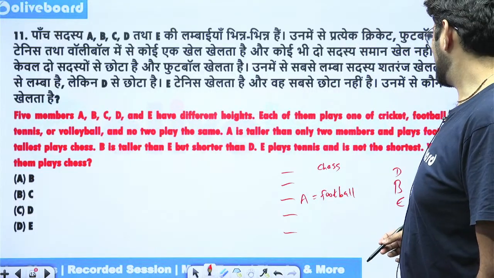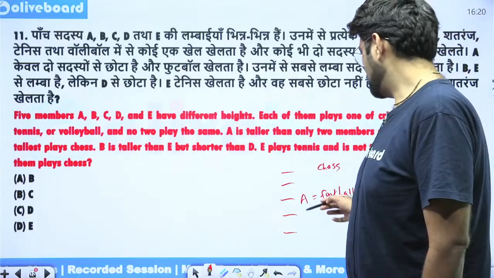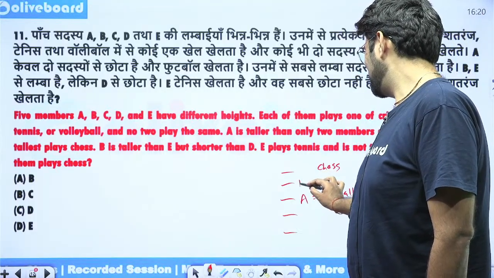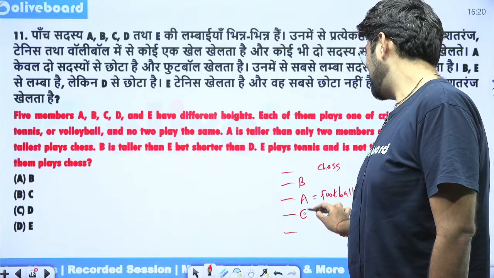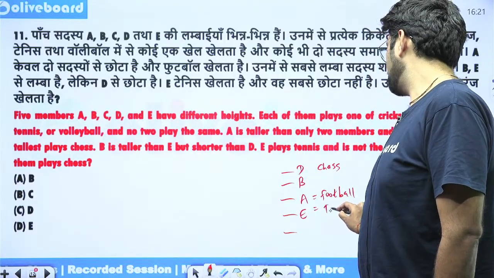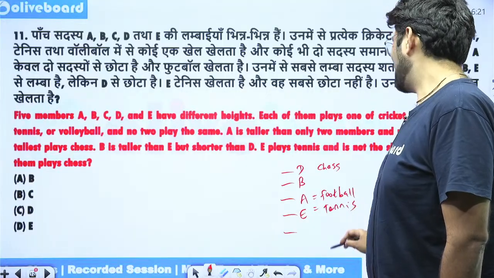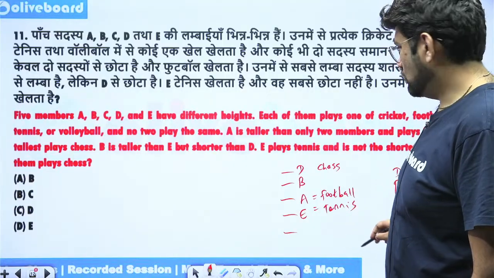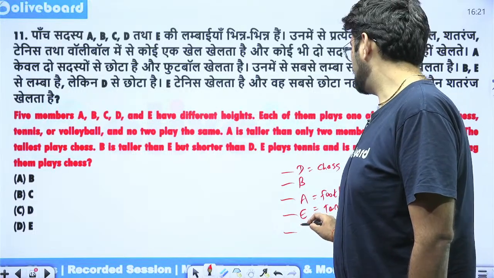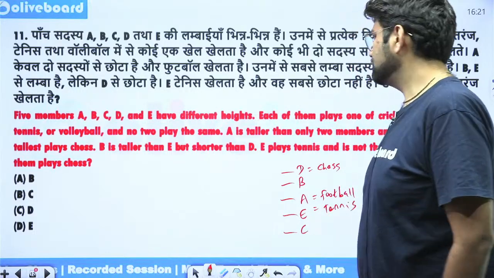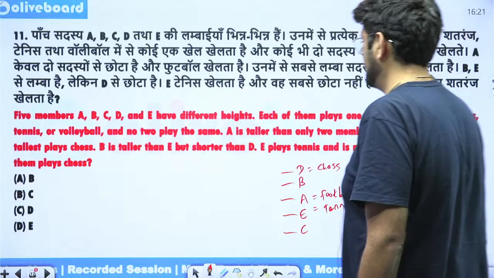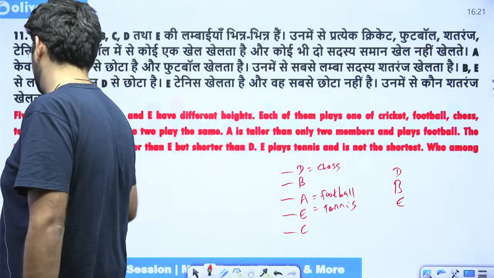E plays tennis and is not the shortest. That means B is here, E is here and D has to be here. E plays tennis and who plays chess? So D plays chess definitely. And who are we left with? We are left with A, B, C. The question is who among them plays chess? So it has to be D. Option C, D. Cool.